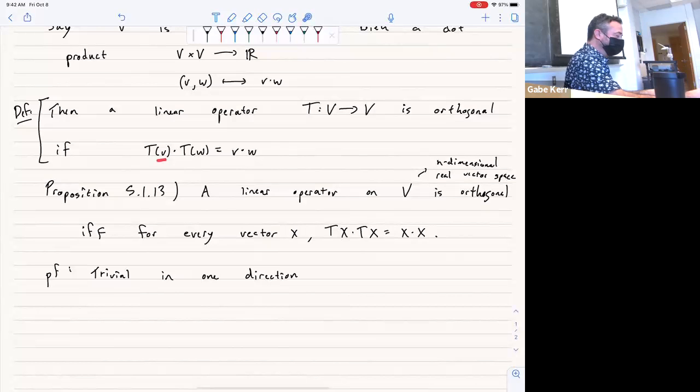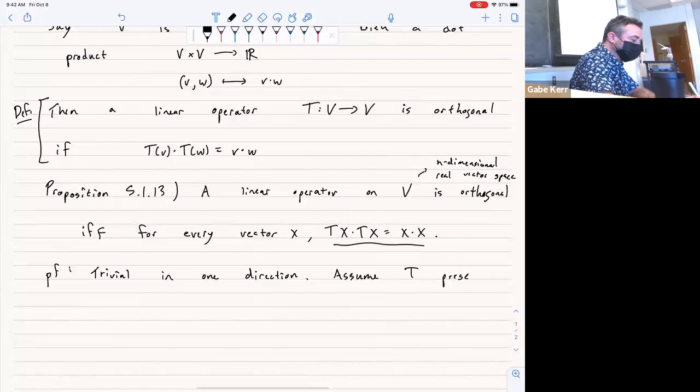Just take x for these two and we'll get that equation. So let's assume that it preserves length, so that it satisfies this equation.